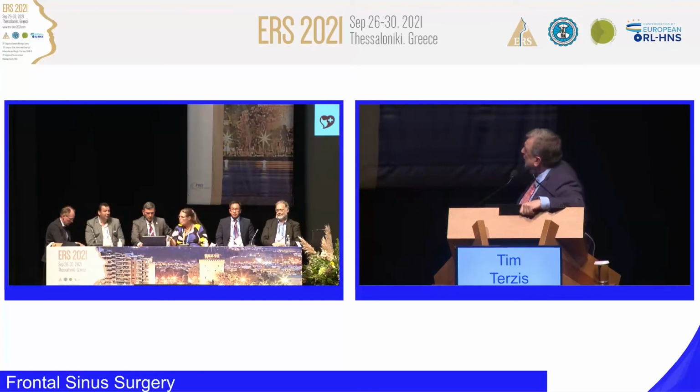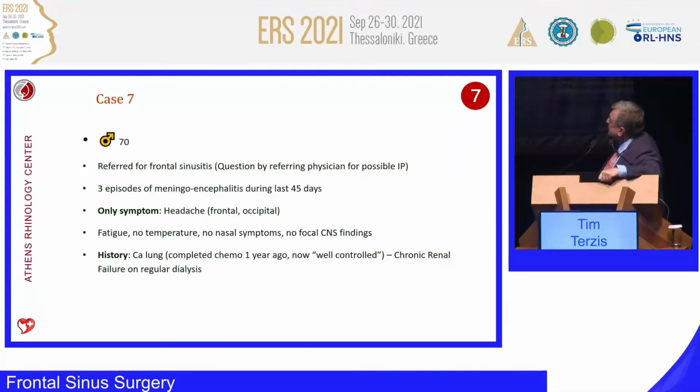So we go on to the next case. Patient, 70-year-old male, referred for frontal sinusitis. The interesting thing is that the referring physician reported 3 episodes of meningoencephalitis during the last 45 days, which can't be true, of course. Must be one not well treated, obviously.